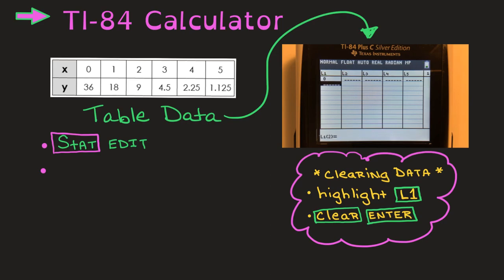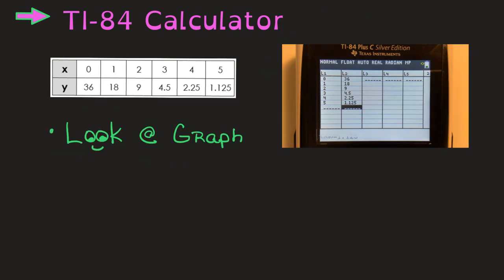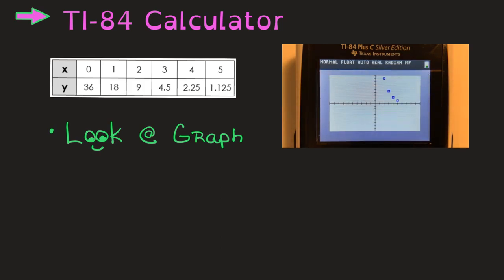So let's go ahead and start entering our data. X's go in the L1, Y's go in the L2 column. Now that we've entered our data, let's take a look and see what our graph looks like with these new points plotted. As you can see here, I'm only seeing 4 data points, and notice how many we have. We actually have 6 points that we should see on the graph.